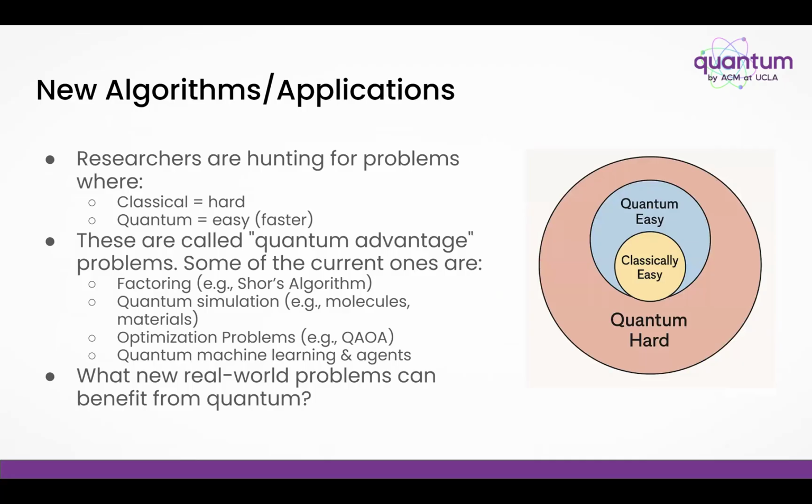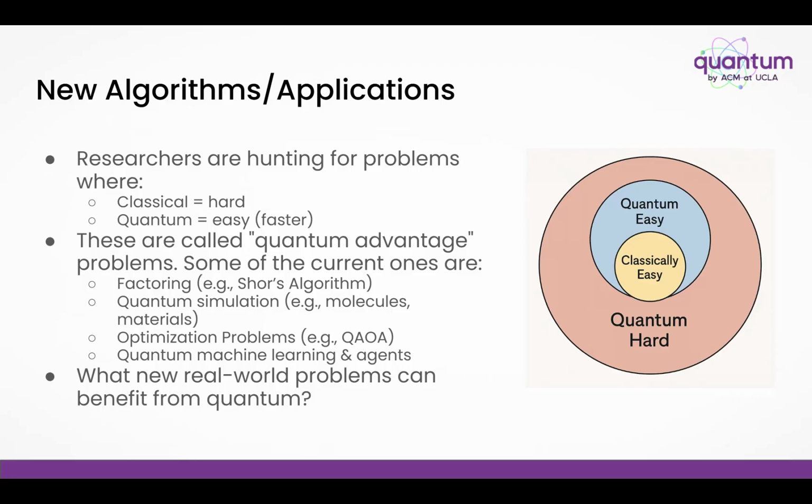And then the final topic is new algorithms and new applications for quantum computing. Researchers are always actively hunting for problems where quantum computers can do something that classical computers struggle with, which, for example, is optimization problems. So that's something that quantum computers are pretty good at. These are called quantum advantage problems. If you remember that headline that Ian showed, Google was claiming they had quantum advantage. It's something where classically, with the normal computer that we have today, it's really hard to do, like an NP hard problem, but a quantum computer would be much faster at it.